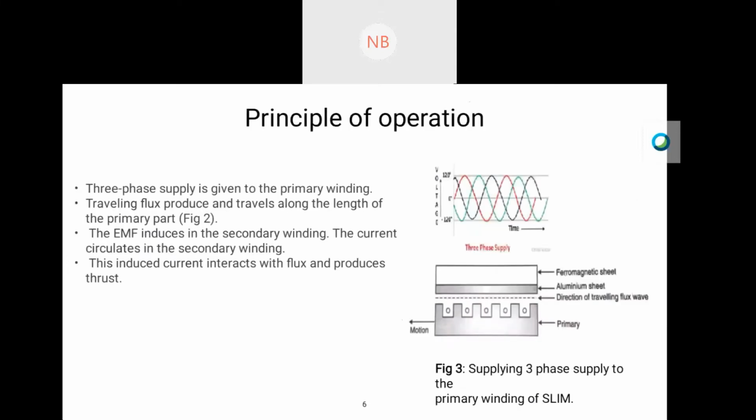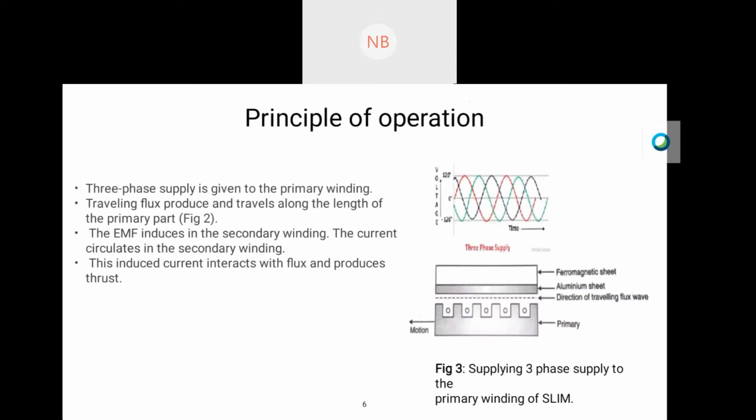Okay, in this slide, I am going to discuss the principle of operation. So how a linear motor works. The principle of linear motor is similar to that of the induction motor. But in case of induction motor, we obtain a rotating magnetic field. But here we will get a traveling magnetic field.